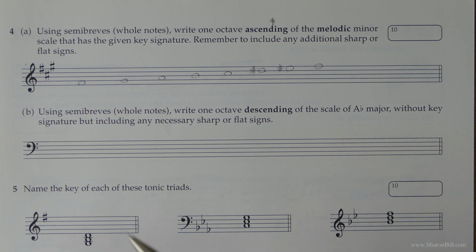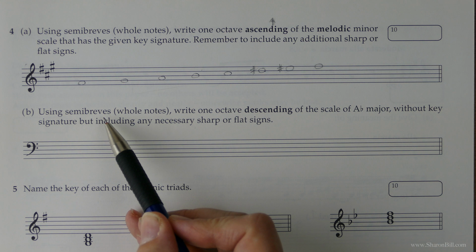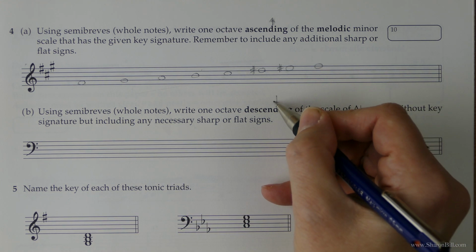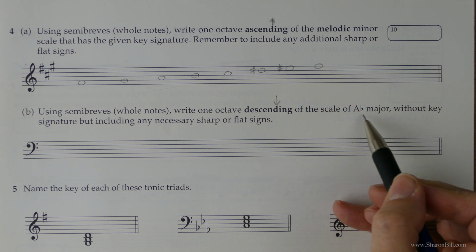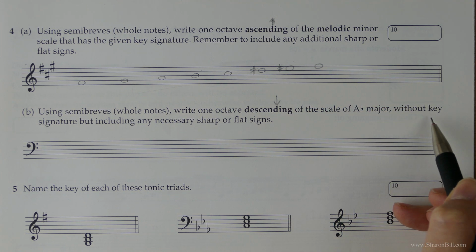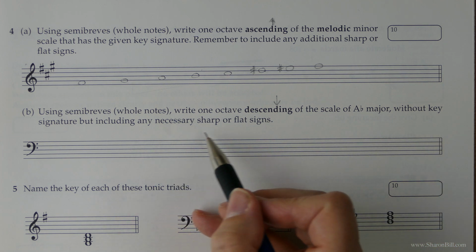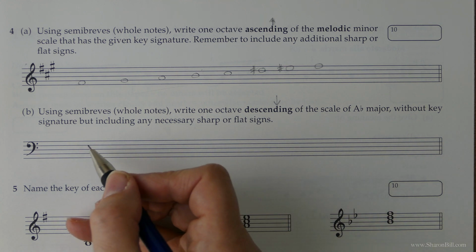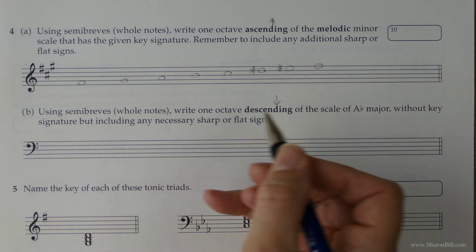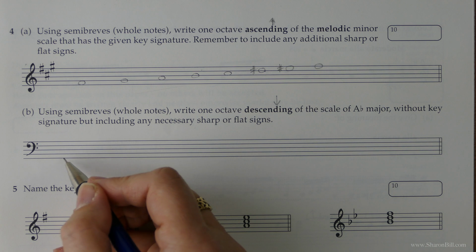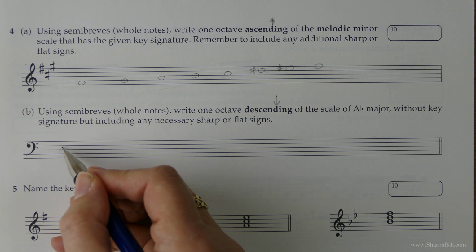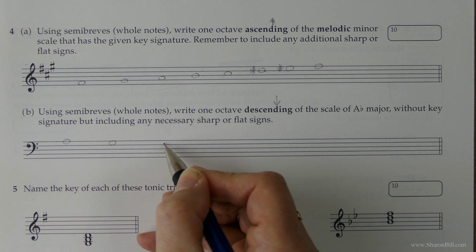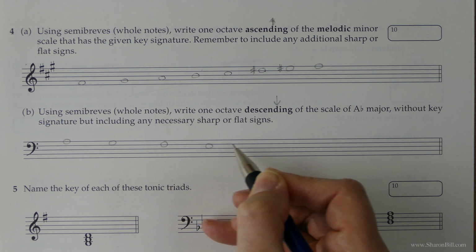Let's move on. So the next one, again using semibreves, so no need to worry about stems. We're writing 1 octave descending, so we're coming down now of the scale of A flat major. However, this time no key signature but any necessary sharp or flat signs. So first job is to get the notes in place. So let's get these note heads. We're descending, so we need to start on a pretty high A. So good boys deserve football always. There's our A. And if we just come down in step, give yourself plenty of room for your accidentals.